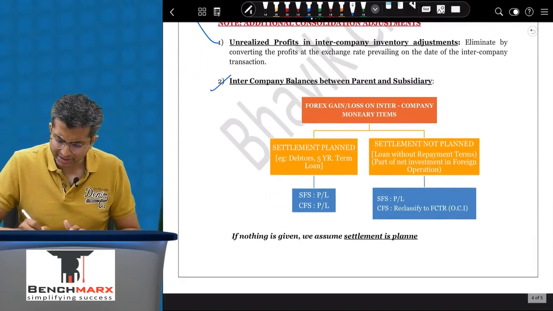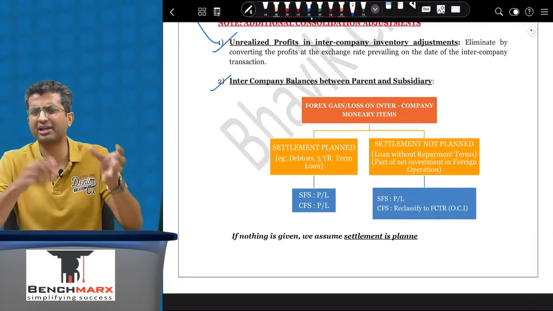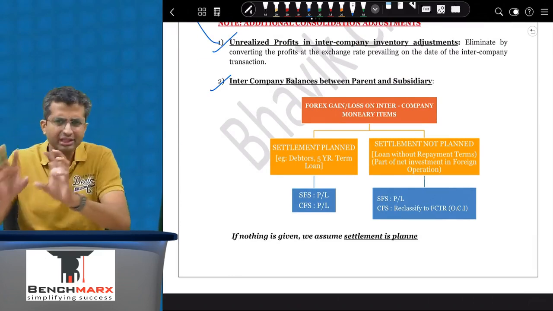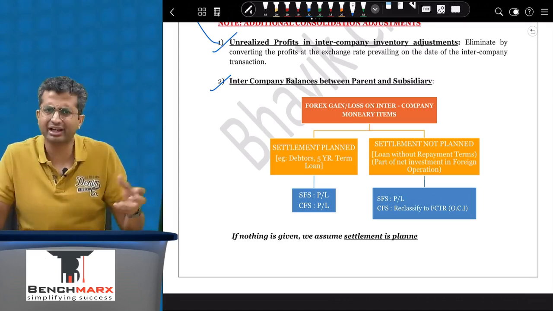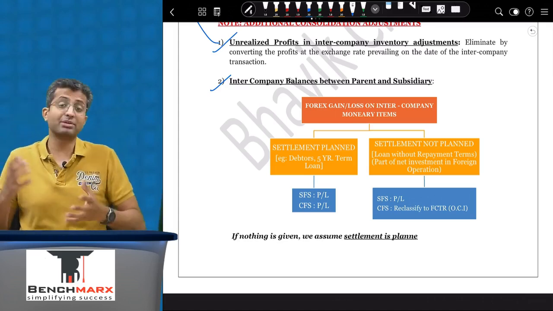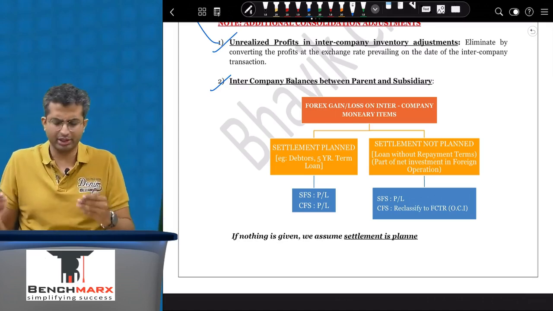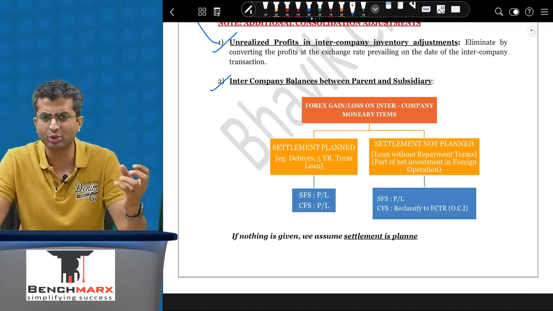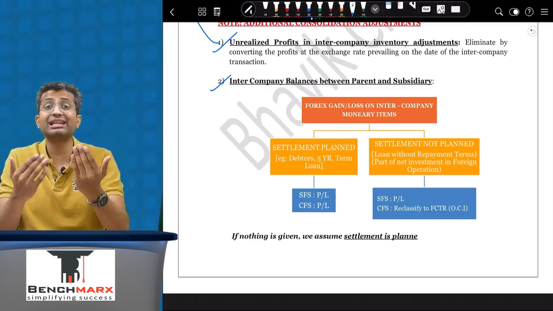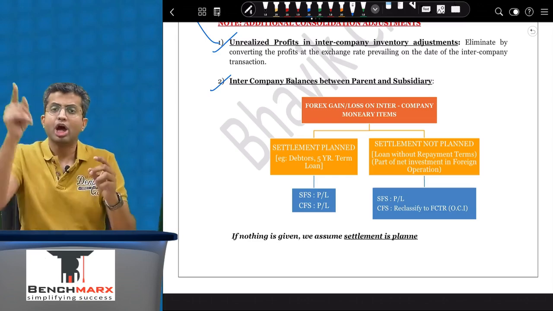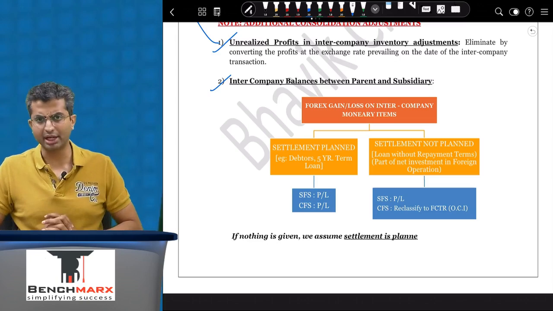Okay, intercompany balances between the parent and subsidiary. This is a fairly complex assessment. In your full class, we would have done very detailed examples. Right now, time does not permit detailing and too much complexity. I'll just give you an overview. What happens is, when there is a parent and subsidiary and there is an intercompany debtor or creditor, you typically eliminate the intercompany debtor and creditor.